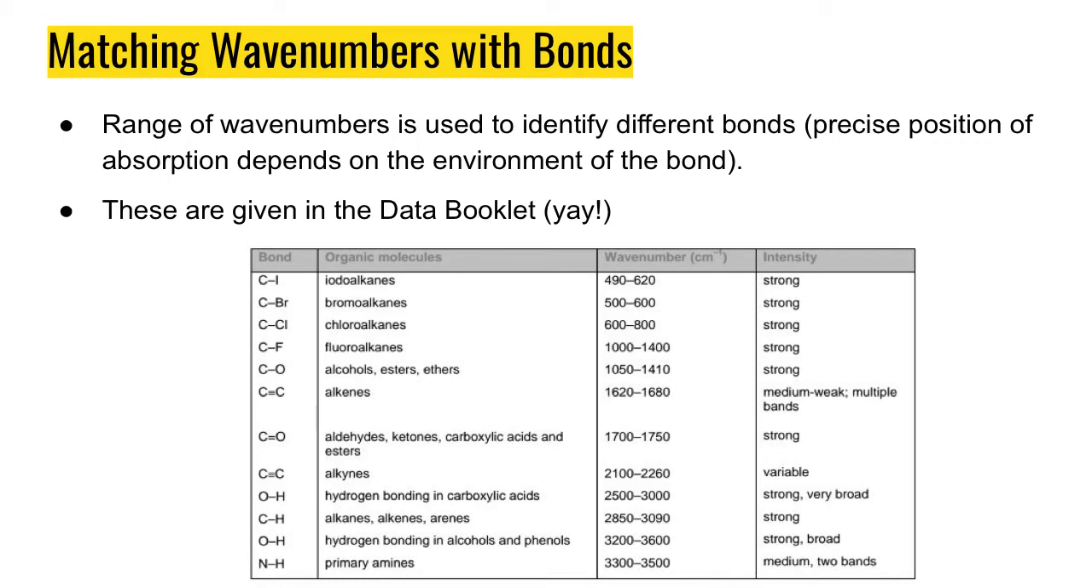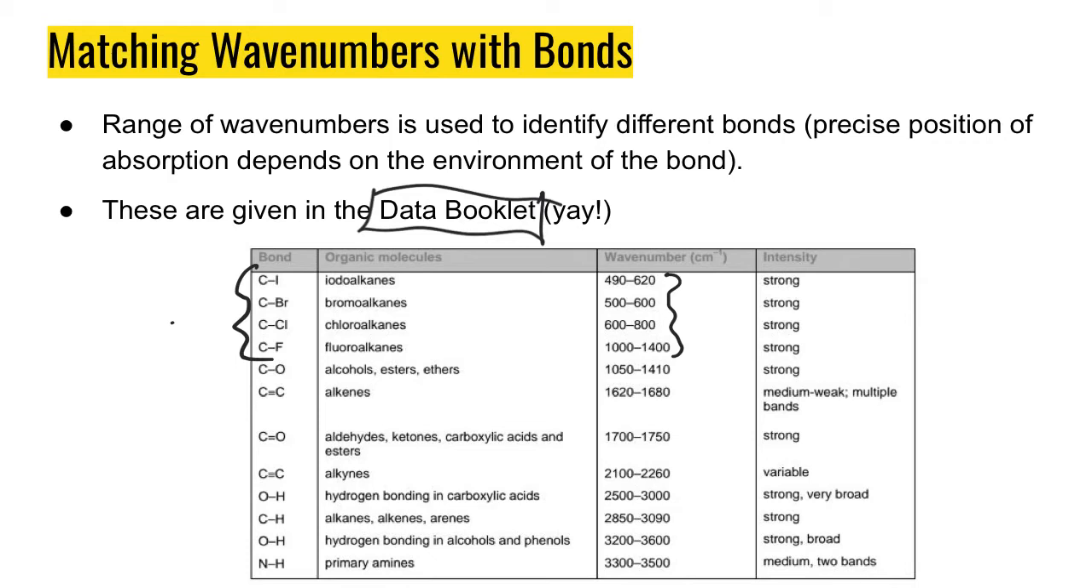Here's one such data table. This is given in the IB data booklet. You do not need to memorize these numbers, but you do need to be able to interpret what they mean. If you take a look, the first four here are all carbon-halogen bonds, and they're occurring at wave numbers between 490 and 1400, depending on the type of halogen that is attached.